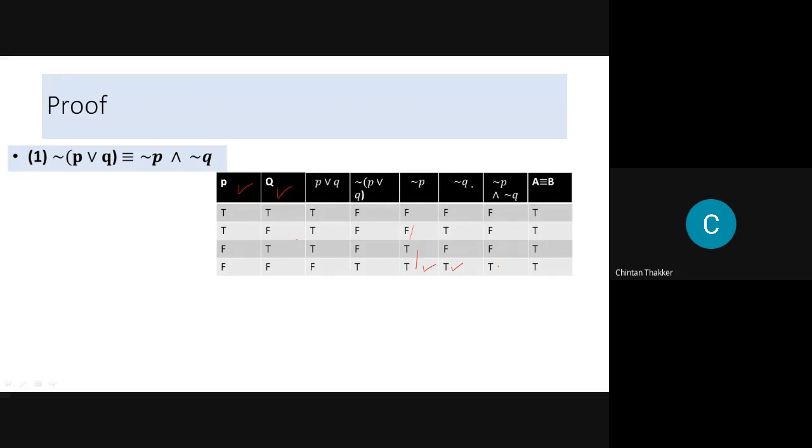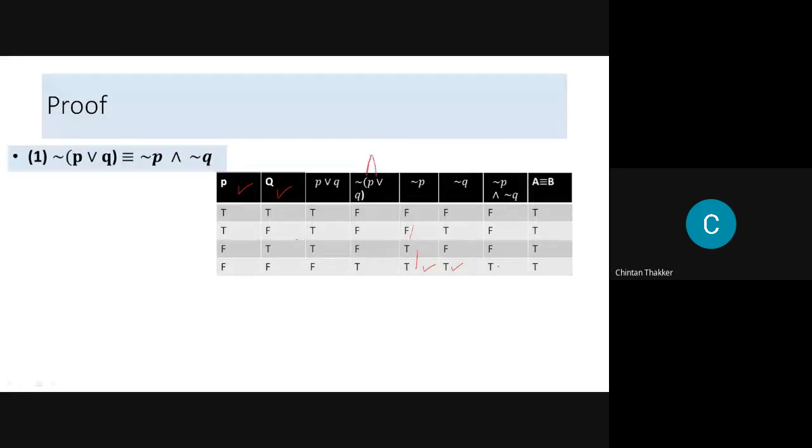If we compare these two columns, this is A and this is B. Then for the biconditional, we have A if and only if B. You can write it this way also, but first write the statement A if and only if B.